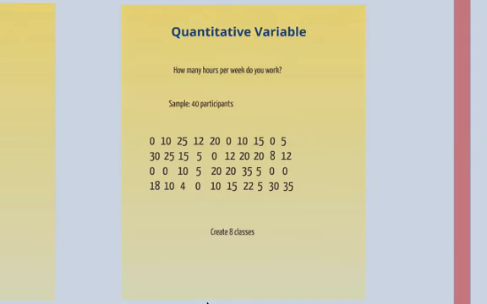For my next variable, a quantitative variable, we have a sample of 40 participants. And let's pretend that we're asking them, how many hours per week do you work? Okay, so basically I want a frequency table with this raw data, and I want you to create 8 classes. So once again, pause the video and create your frequency table. Remember to bring those 2 tables to class for activities.